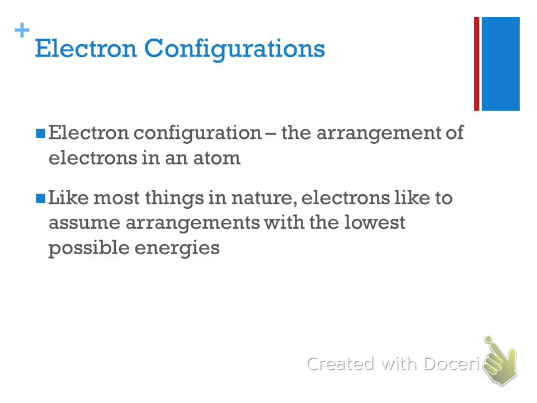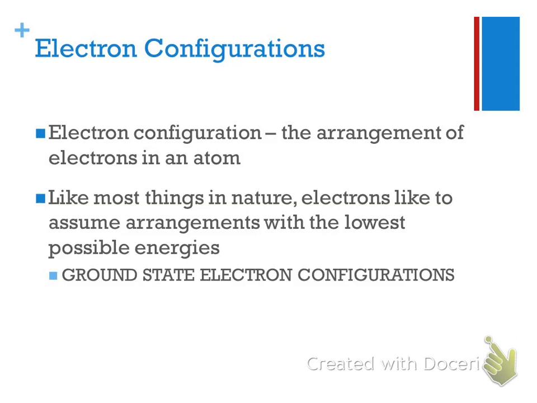Like most things in nature, electrons want to assume the lowest possible energy, which means, just like when we drew our Bohr model, you have to fill all the lower energies first. So all the shells closest to the nucleus have to be filled before you can fill outer shells. That's all that's saying. Your electrons have to be filled from lowest energy to highest energy, so closest to the nucleus, and then you can start moving out.